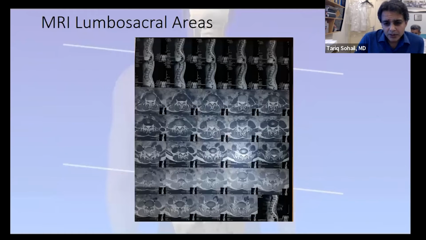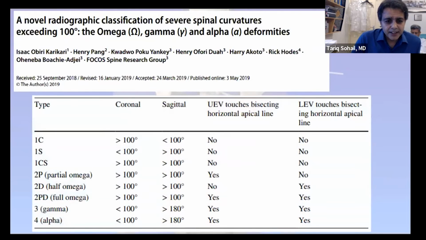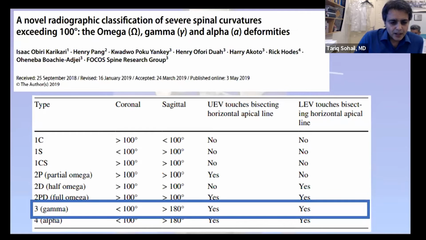So the MRI of the lumbosacral spine was pretty much normal. We tried to classify this, and the only classification that I could find was by Isaac Aguirre in 2018. According to this classification, they classified it into 4 types, and our patient was falling in the category of type 3, which is gamma.